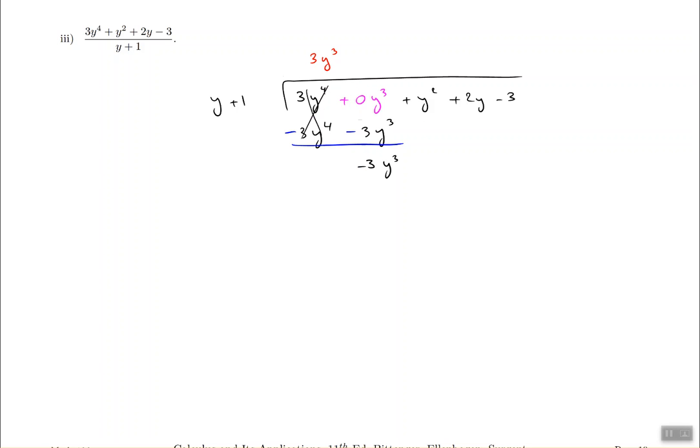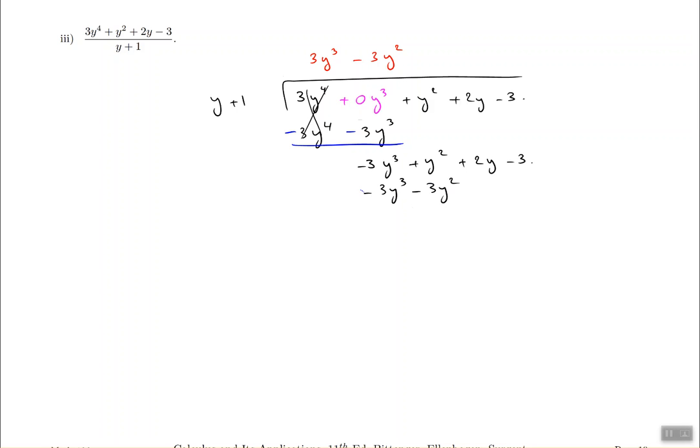The first two cancel out, and then we bring everything else down. So the y squared comes down, the 2y comes down, and the negative 3 comes down. And we repeat the same procedure. So I want the y to become negative 3y cubed, so I'm going to multiply by negative 3y squared. When I do that, it gives me negative 3y cubed minus 3y squared.